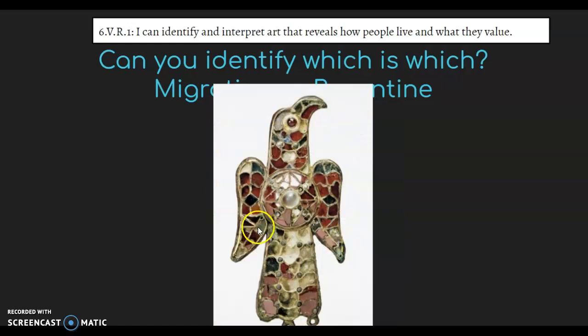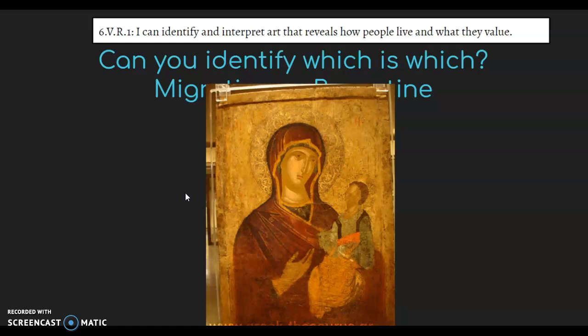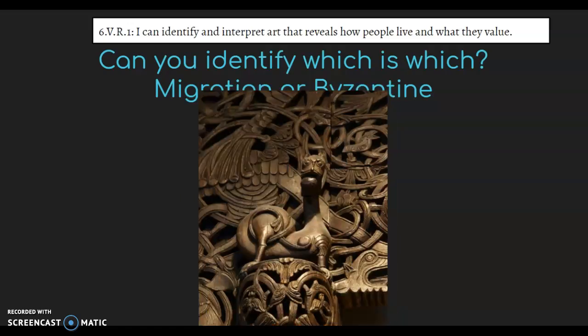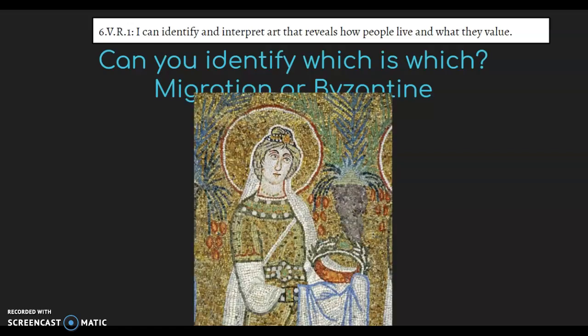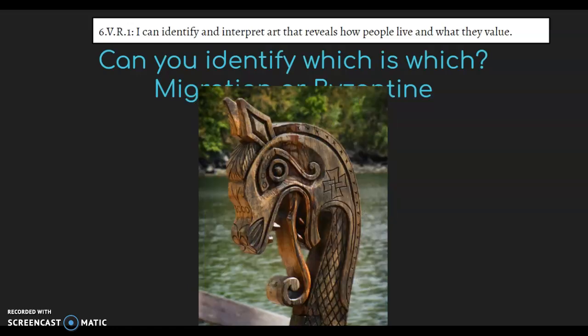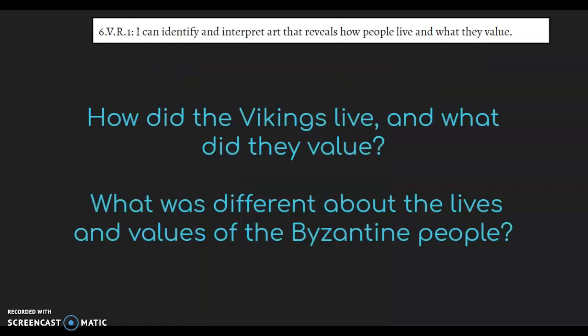What is this one? Migration. It is made with fancy gems, but it's not a religious figure. It's just an animal, so it's migration. What is this one? Byzantine. What is this one? Migration. This is carved wood. The Byzantine people did not use wood. They used gems like this. Byzantine. What's this? Migration. We have a Viking boat.